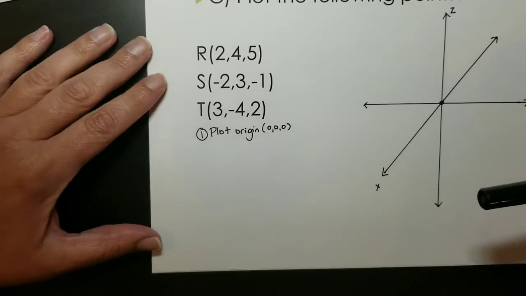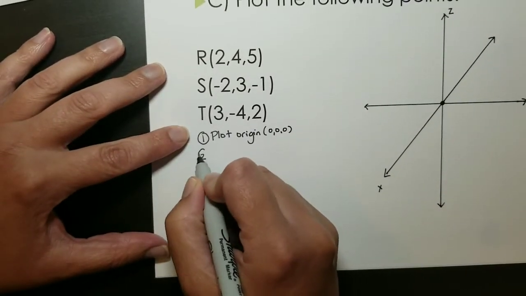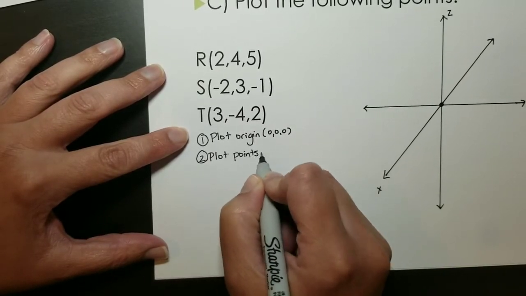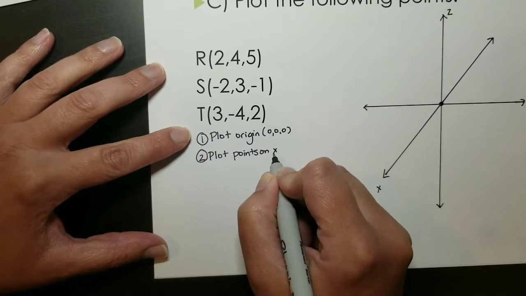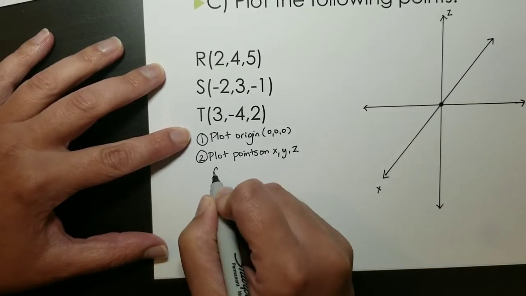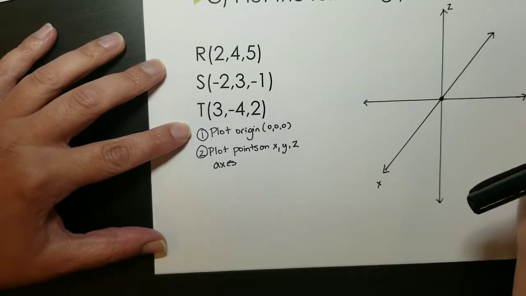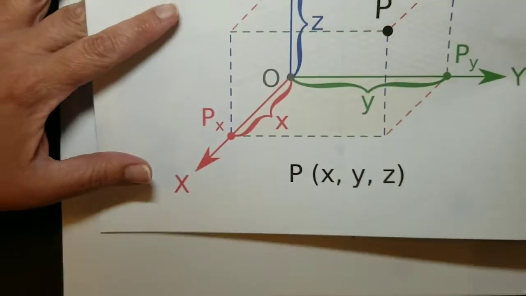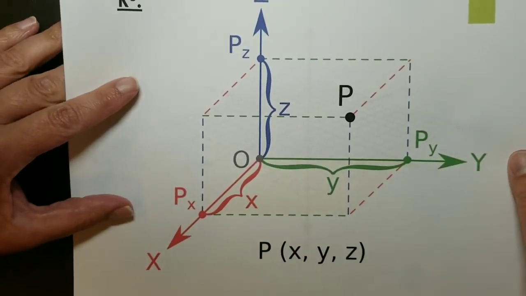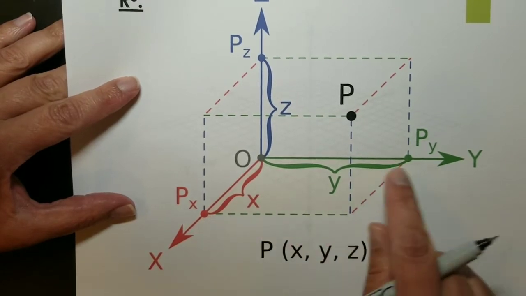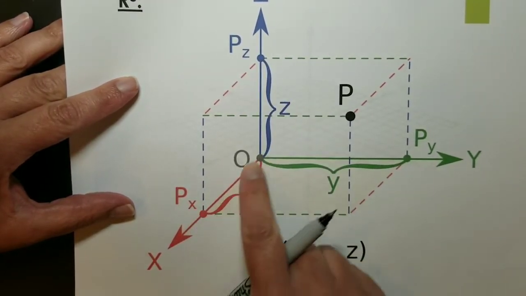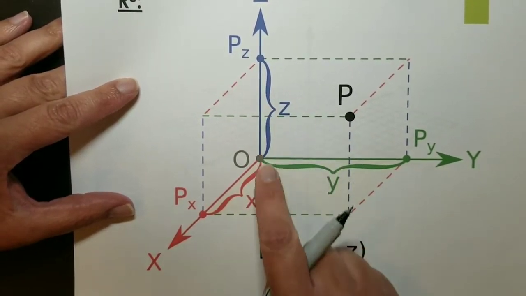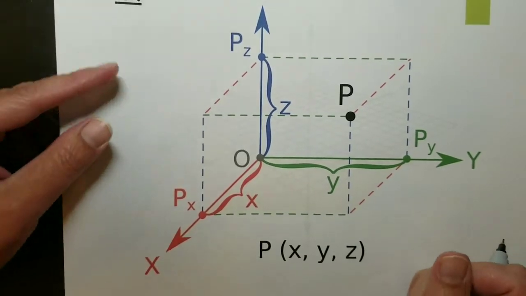The next step is to plot points on the X, Y, and Z axes. So really what that's going to look like is from back here, we're going to plot these points. There's the X, there's the Y, and there's the Z. So just going straight along just one axis. Now, once you get that, you've got 4 out of the 8 vertices of your rectangular prism.